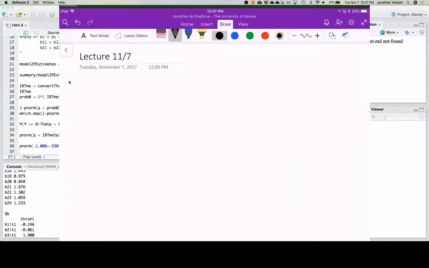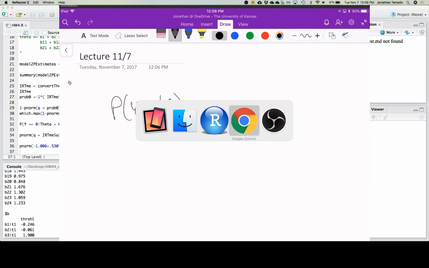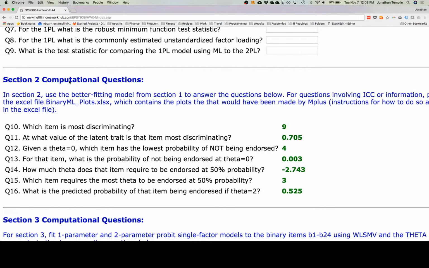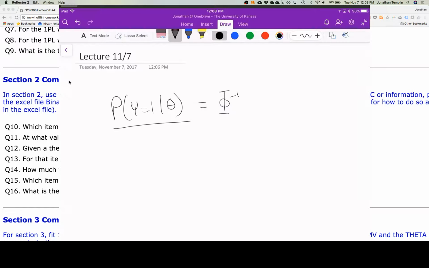All right. So how would you determine the probability that an item equals 1 given a theta value? That's what I want to know. The question is, for a given theta equals 0, what is the probability of not being endorsed? So let's go with what we do know. That would be like 1 minus the probability. Okay, so the probability is given by that crazy e to the power of a times theta.